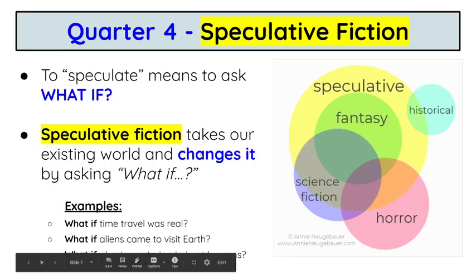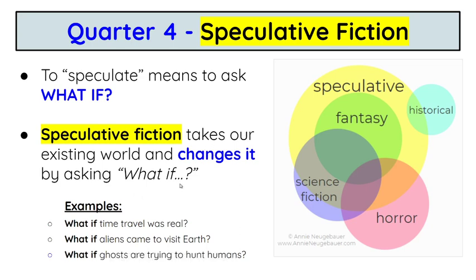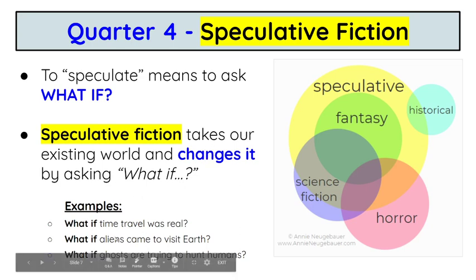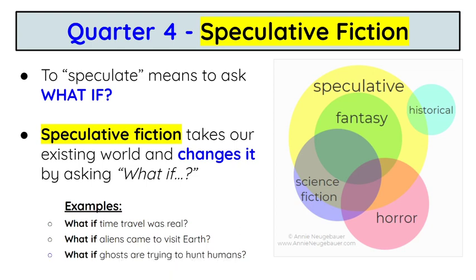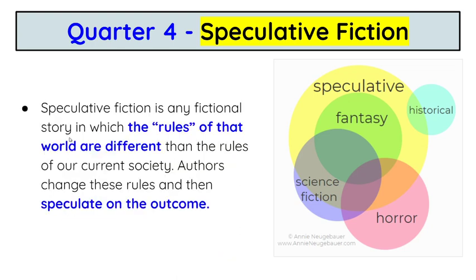All right. Speculative fiction takes our existing world and changes it by asking what if? What if time travel was real? What if aliens came to Earth? What if ghosts are trying to hunt humans? I'm sure you can think of some other relevant what if scenarios. Moving on, speculative fiction is any fictional story in which, oh, I see blue words, the rules of that world are different than the rules of our current society.